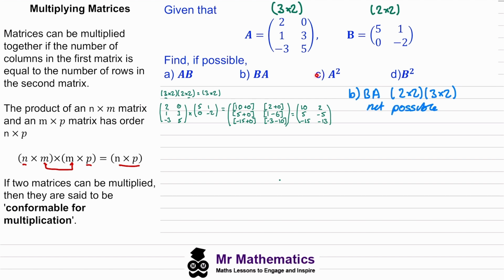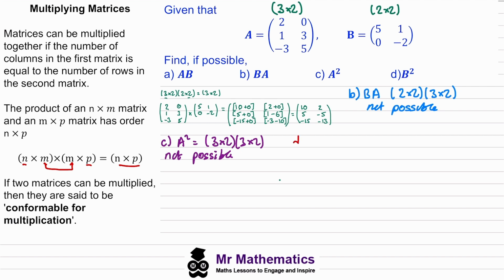So for question C, to work out A squared, this will be a 3 by 2 matrix multiplied by itself. And again, because the number of columns in the first does not equal the number of rows in the second, this is also not possible.